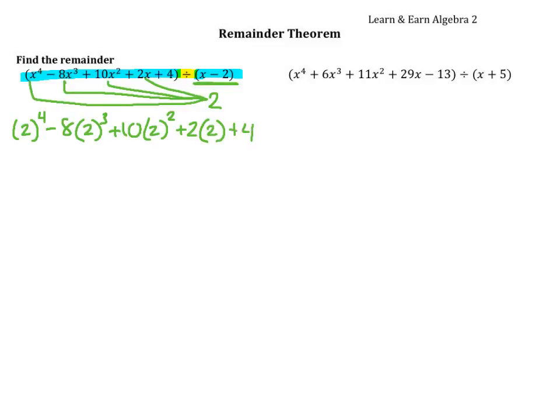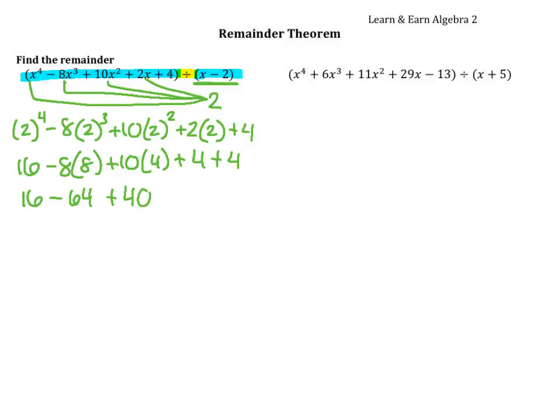Now let's simplify. 2 to the 4th power is going to be 16 minus 8 times 2 to the 3rd, which is 8, plus 10 times 4 plus 4 plus 4. Next we have 16 minus 64 plus 40 plus 4 plus 4. If I type all of this into the calculator, I get 0.